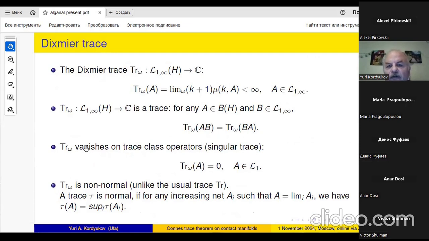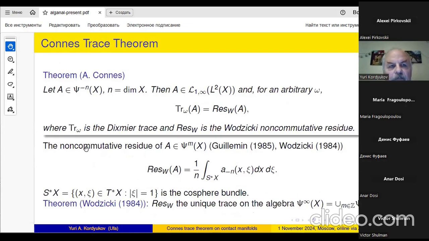Okay, this was in 1966, but this was just out of curiosity, and then only in 1988 there was a theorem by Connes, who proved that if we now take a pseudodifferential operator of order exactly minus n (you remember that for trace class operators I consider operators of order less than minus n), then it turns out that each such operator belongs to this weak Schatten class, and for any extension, for any omega or lim omega, the corresponding Dixmier trace is the same.